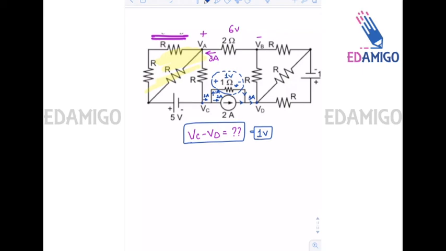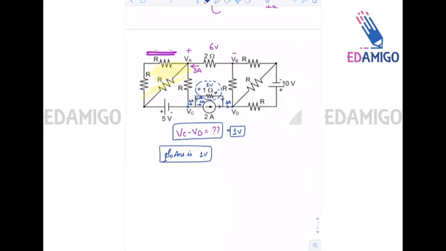Okay, so the answer is 1 volt. So the concept here is that KCL is the simple concept that is applicable in the question, but the KCL here is not at the node level, rather at the system level, or the circuit level, I can say.